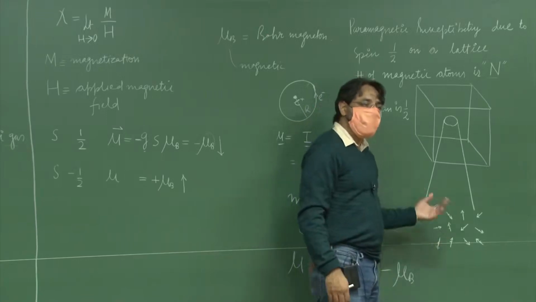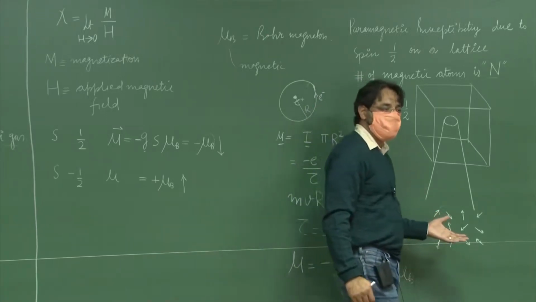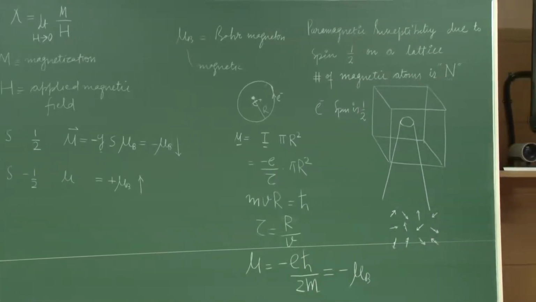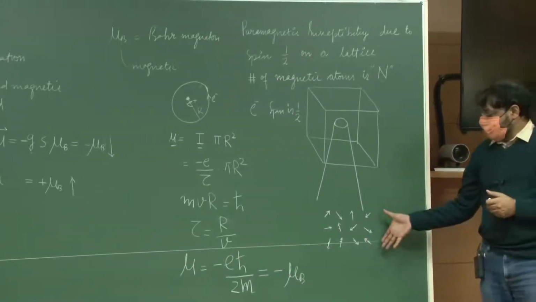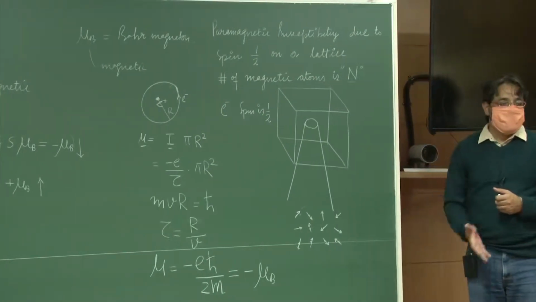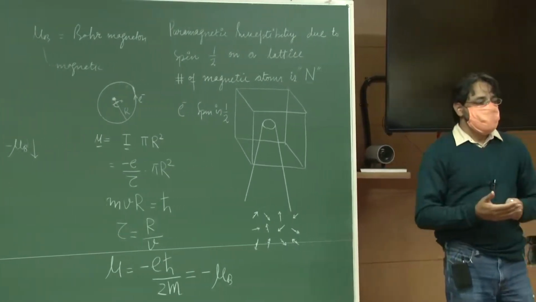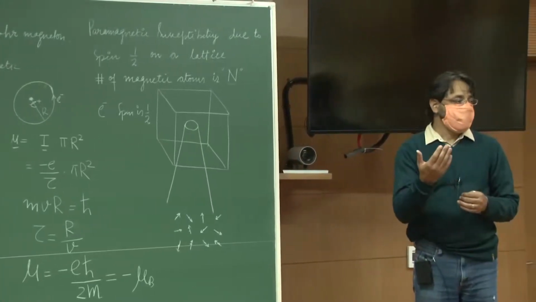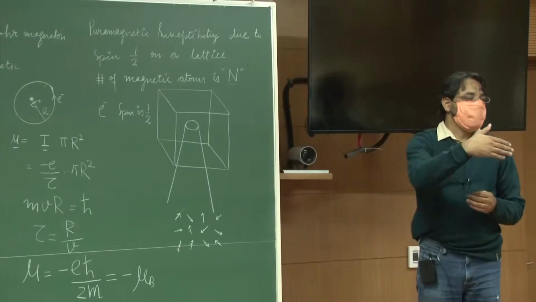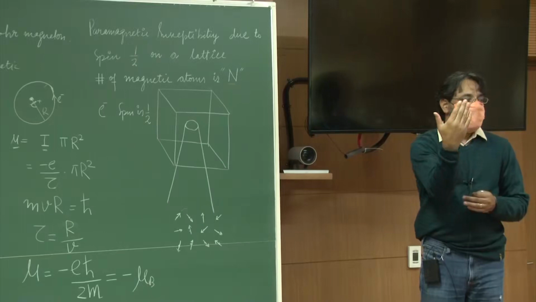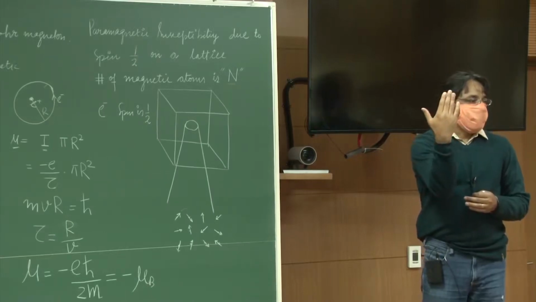Now, when you apply a magnetic field, what happens? In the presence of a magnetic field, you have to start thinking about it physically. What will happen if you apply a magnetic field to this system? The magnetic field is going to make the spins align along the field direction, because each magnetic dipole will experience a torque, and that will try to orient the dipole in the direction of the magnetic field.